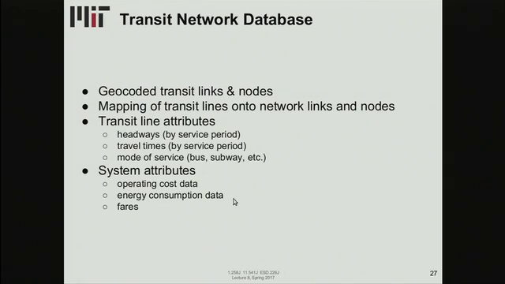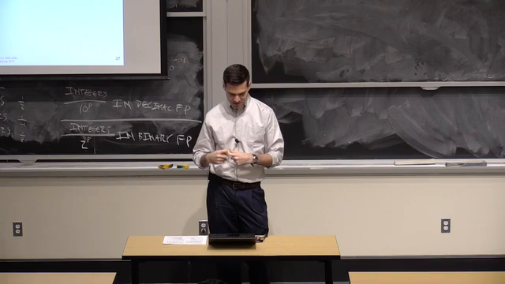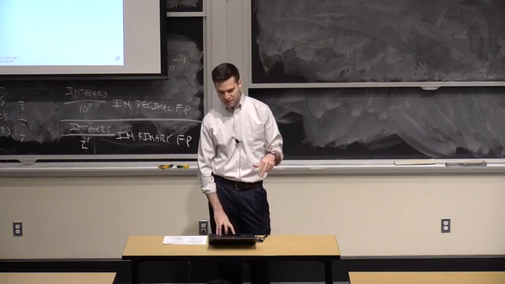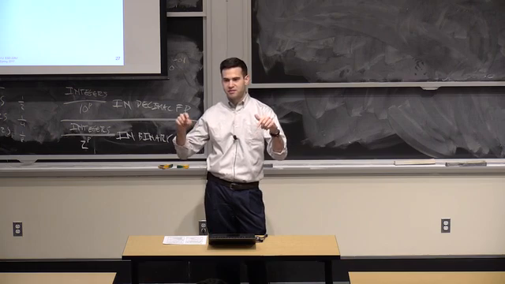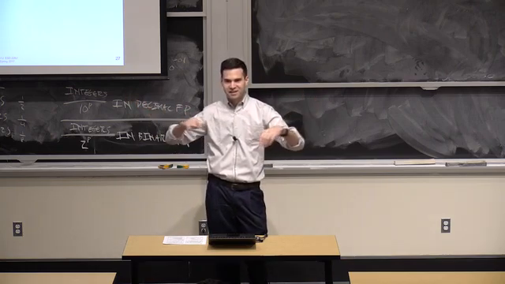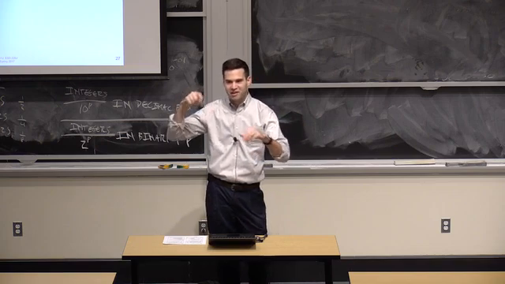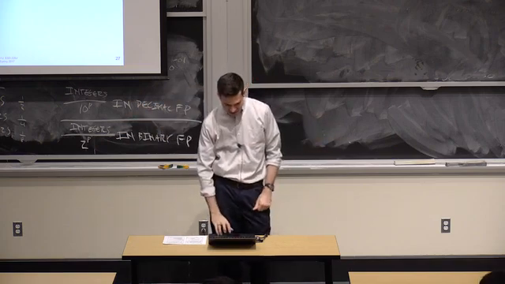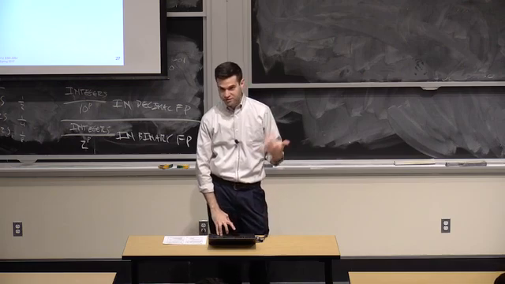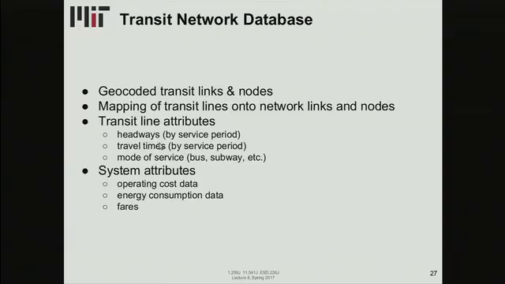So typically you use a transit network database for this. That means geocoded transit links and nodes. You have mappings of transit lines onto network links and nodes. So you have essentially a street network, right? And you say this bus route goes along these road links, crossing these intersections. And transit lines are modeled with some attributes. So headways by service period, travel times, mode of service, so bus, subway, etc. And there are also system attributes like operating cost data, energy consumption data, and fares. These things are put in, and they are then used to compute outputs, right?